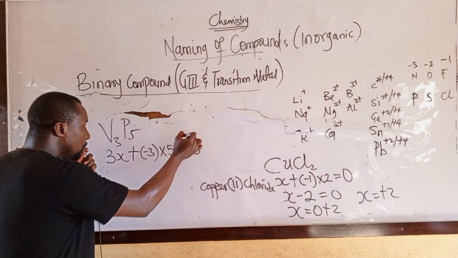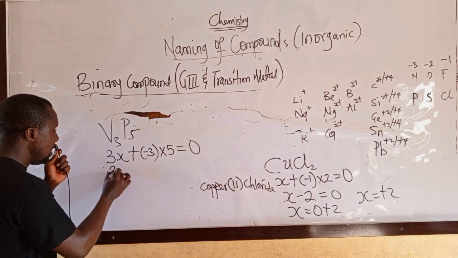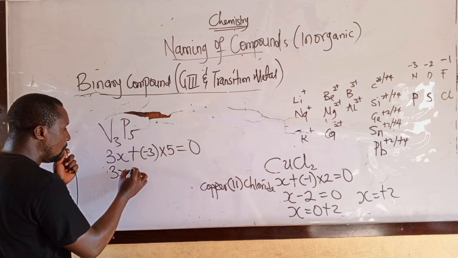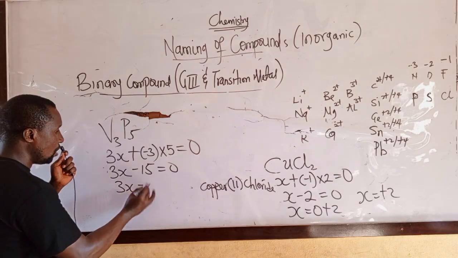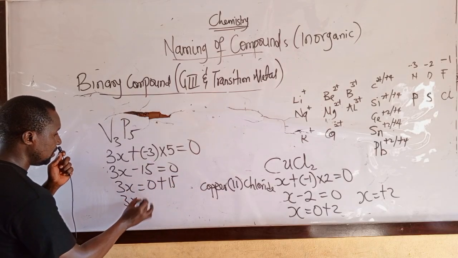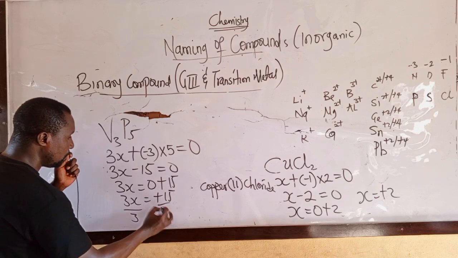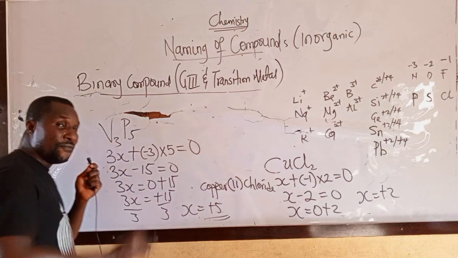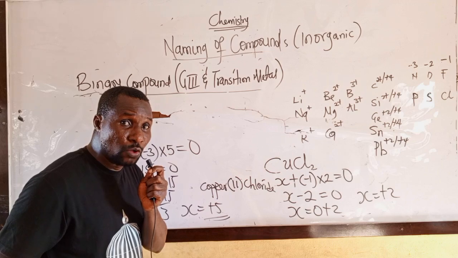Everything equal to what? 0, because it's a neutral compound that has no charge. Therefore, I have 3x plus 5 times -3. -3 times 5 will give you what? -15, equal to 0. Therefore, 3x equal to 0 plus 15. 3x equal to what? +15. Therefore, divide both sides by 3. Therefore, you have x equal to what? +5. That means the oxidation number of vanadium is what? +5.